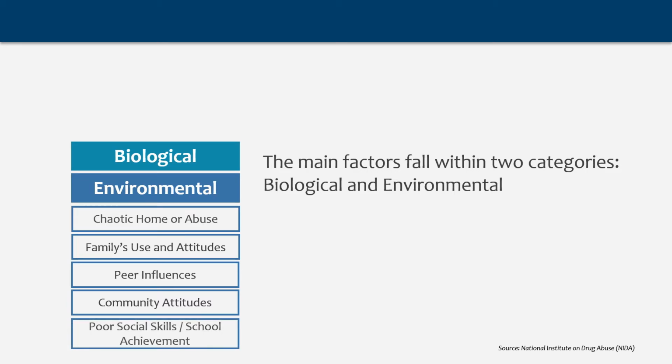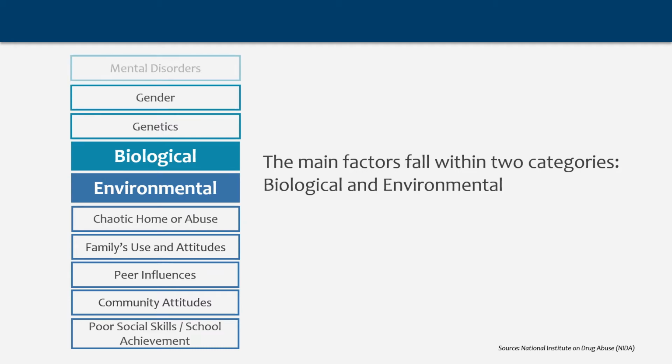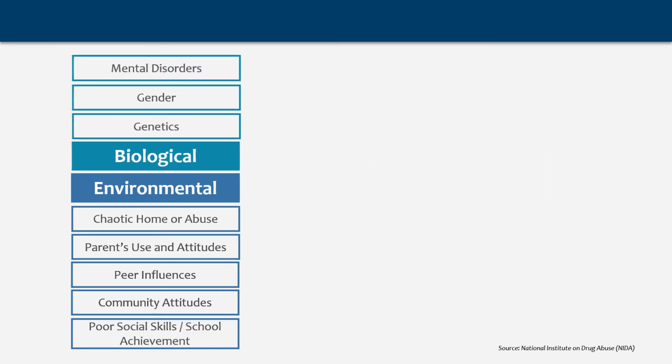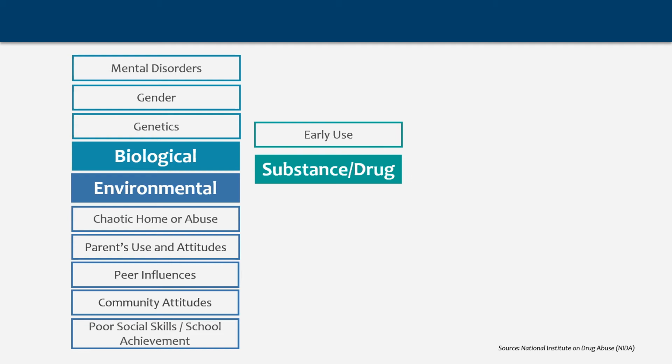Once you start using a drug, the development into addiction may be influenced by biological traits, such as genetics, gender, or mental disorders, which may delay or speed up the disease progression. Early use of a substance or drug increases one's risk factor. Research shows that the earlier a person begins to use drugs, the more likely he or she is to develop serious problems. How the substance is administered, or the route in which the substance is used, increases the risks.